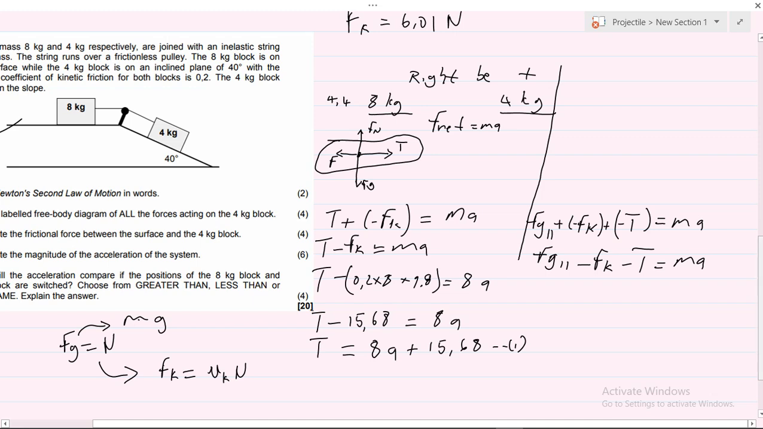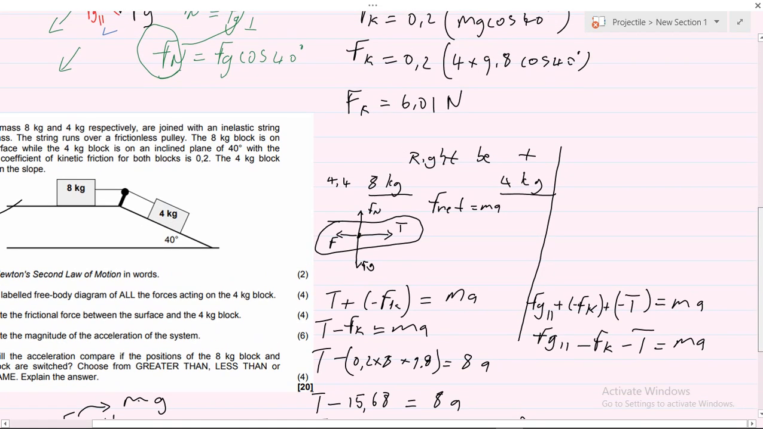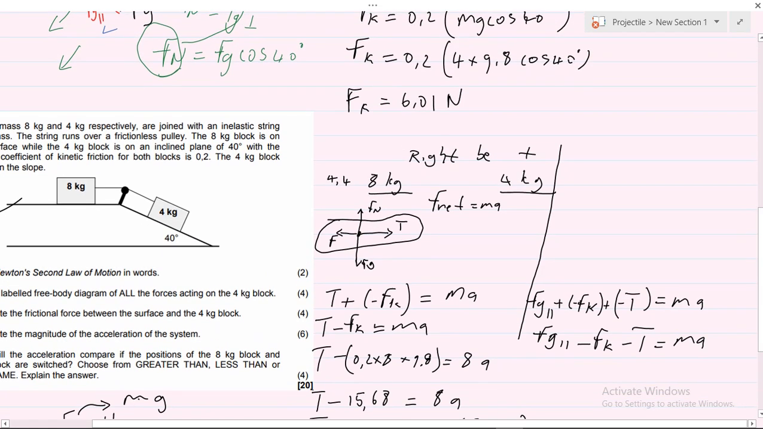Okay, can we get Fg parallel? Fg parallel, since Fg perpendicular, we say Fg cos 40. That means Fg parallel, we say Fg sin 40. So Fg is 4 multiplied by 9.8, then sin 40.